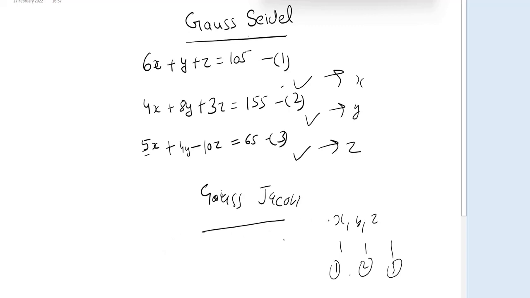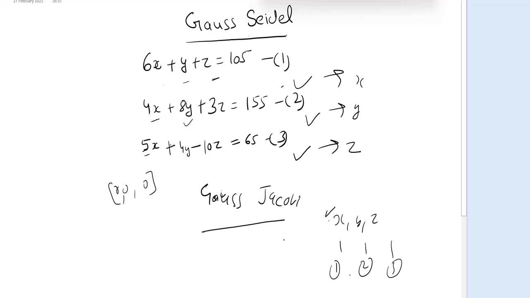when we find the x from equation 1, we use y and z. Here for y and z we use the initial value 0, 0, and we find the x value, and this x value we use in the second equation to find the y.